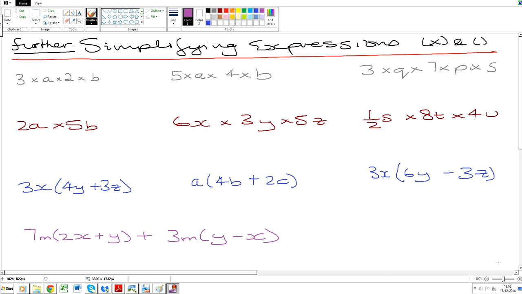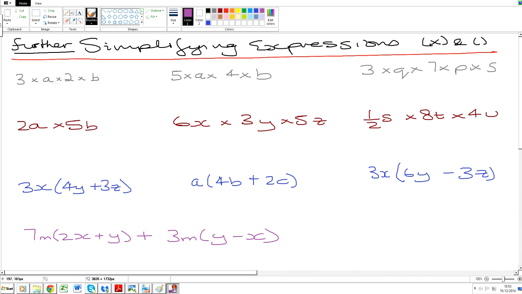We're looking at further simplifying expressions now, looking at how we deal with multiplication and brackets. Let's have a look at these examples here. We've got them all color-coded: gray for the first line, a brownie color for the second line, then blue, and purple for the last line. So let's have a look. The work becomes progressively more challenging as we go through the page.